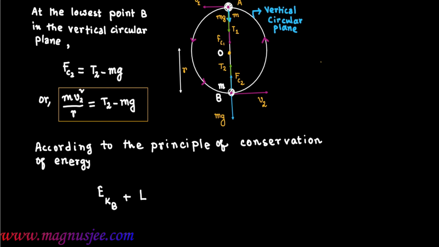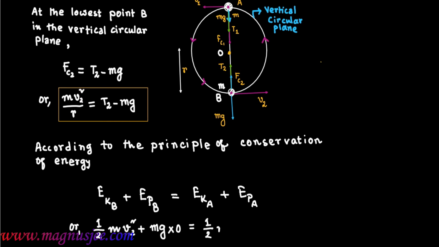That means EKB plus EPB, that is, the sum of kinetic energy and potential energy at the lowest point B, will be equal to EKA plus EPA. EKA is the kinetic energy at the highest point. So half mv2 square plus mg into 0 equals half mv1 square plus mg into 2r.